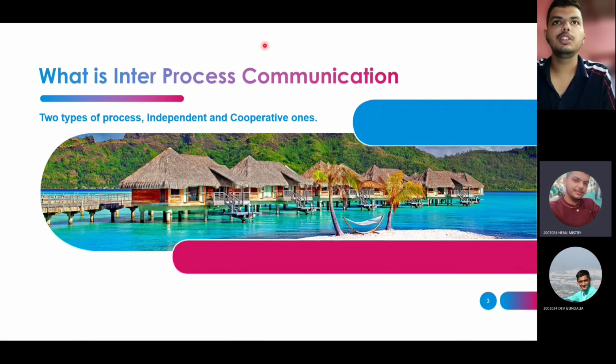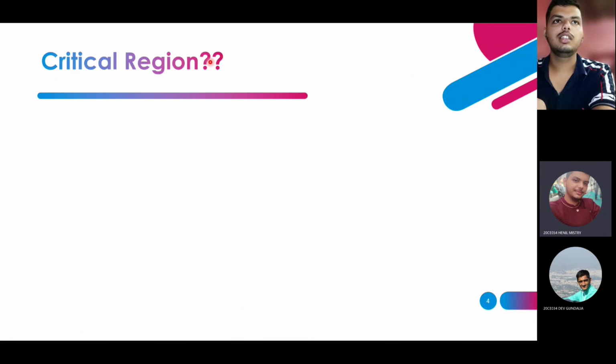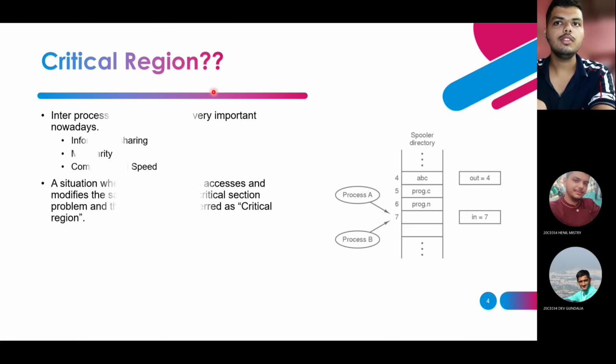How we handle inter-process communication is a whole different topic. But for us, let us consider that there is one critical region. So, what is a critical region first of all? To understand the producer-consumer problem, we must be aware of this one term, which is called the critical region.